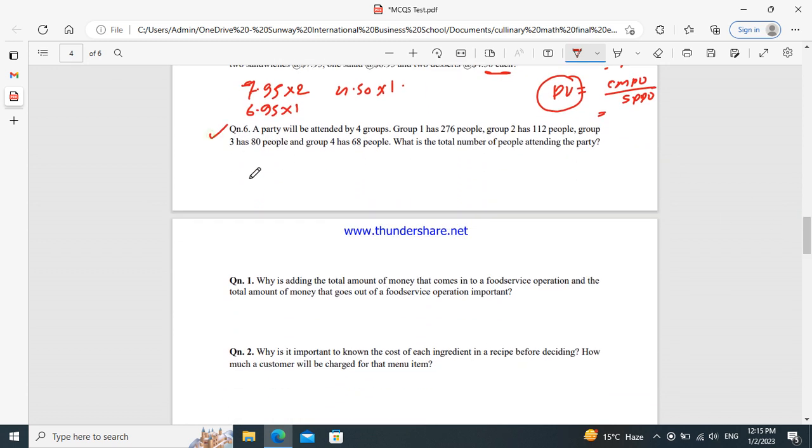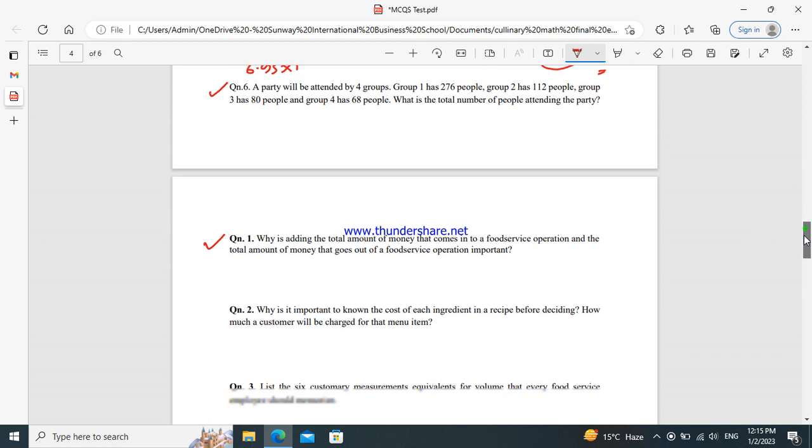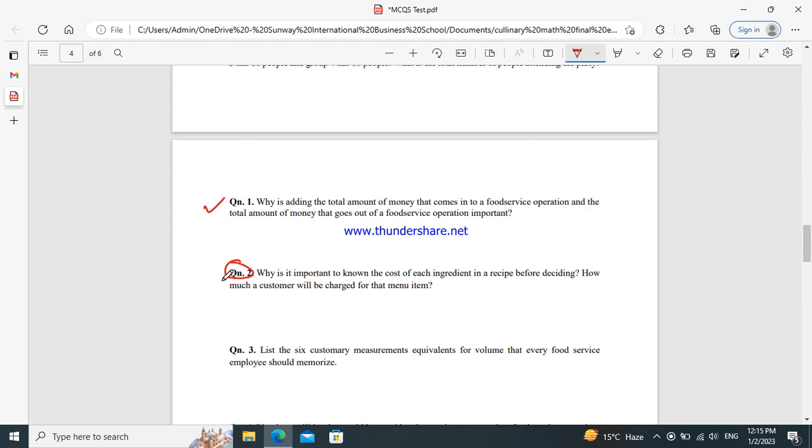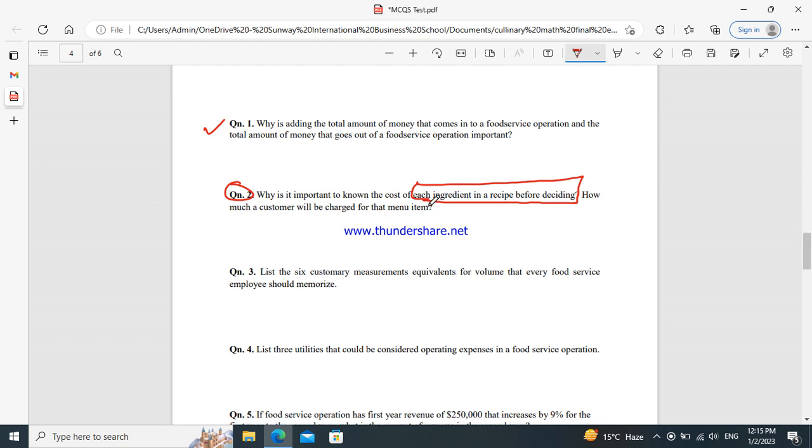Similarly, question number 6 and question number 7 are theoretical questions. You need to write over these questions. The next question is about ingredients or recipes, deciding for your food service operation. You need to search in your book and you can find these answers. Do not search on Google. Many different answers will be available, but you can find the exact answer in your book.